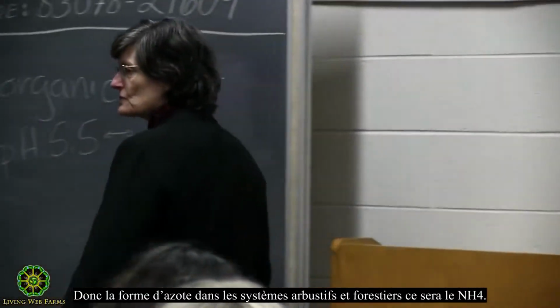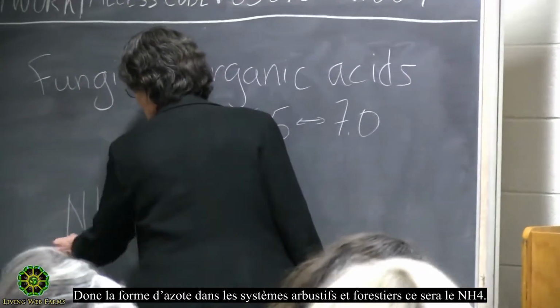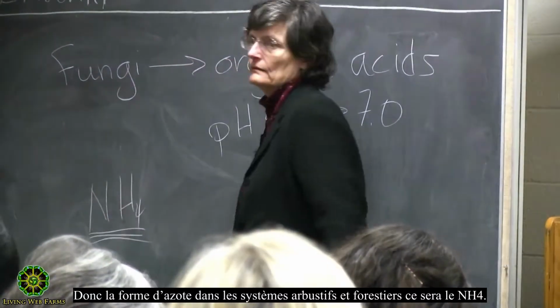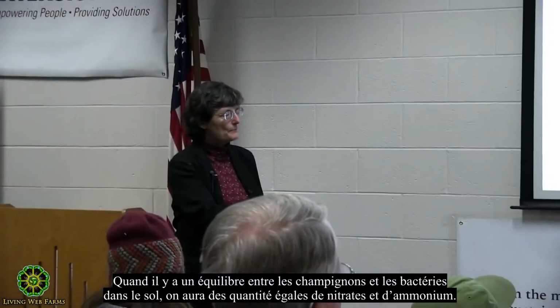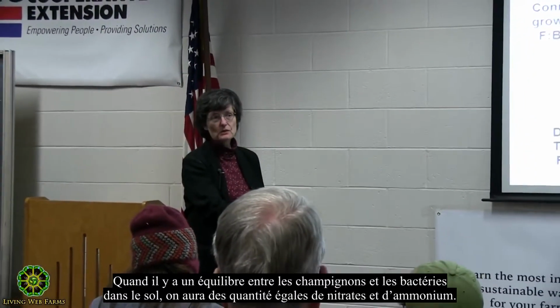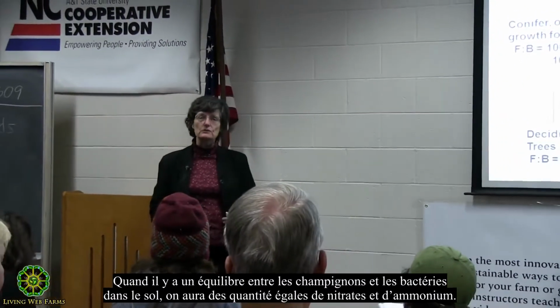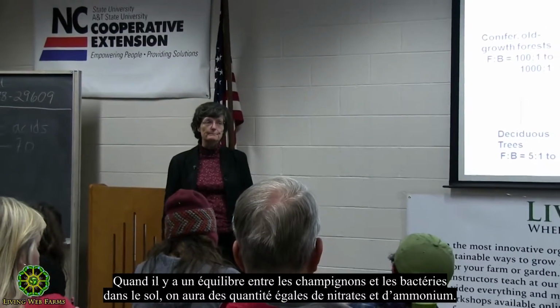So the form of nitrogen in our forest systems, our shrublands, is going to be NH4. We're setting the stage for our perennial plants. These guys require ammonium. This requires nitrate. When we have a balance of fungi and bacteria in the soil, we're going to have an equal amount of nitrate and an equal amount of ammonium.